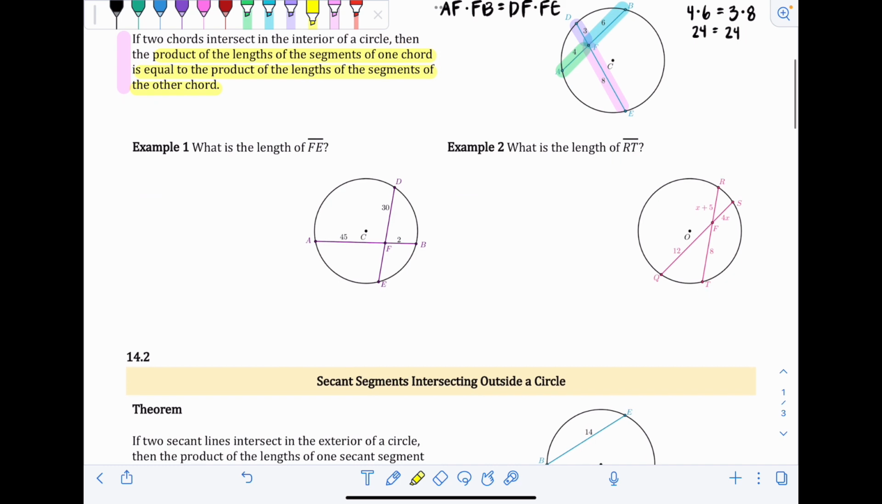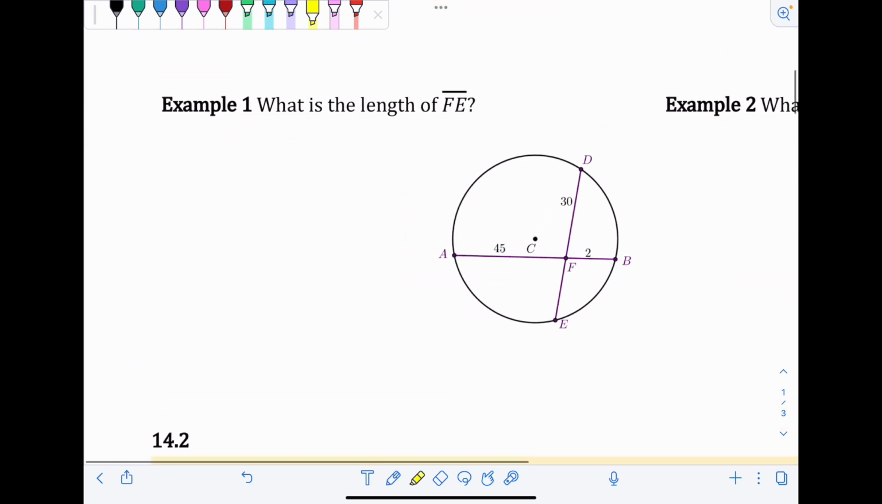So example 1 says, what is the length of segment FE? You can see segment FE, that's this little part right here, and we obviously don't know it. If you would like, you can just leave it with the label FE, or you can give it a variable if that makes it a little easier to understand. I'm going to label it X. I just like to label my unknowns X a lot.